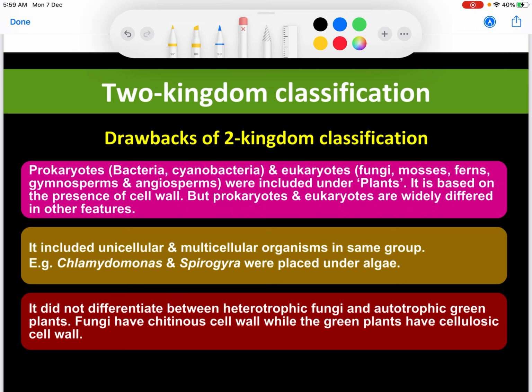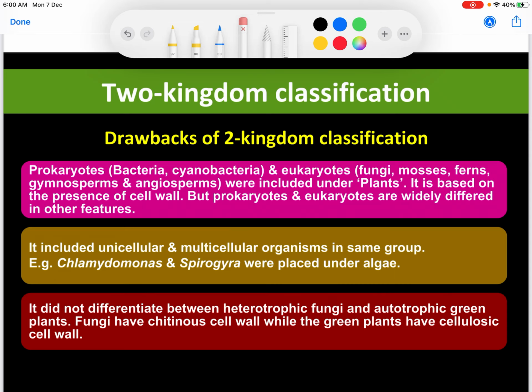And the last drawback that we can see is it did not differentiate between heterotrophic and autotrophic plants. Heterotrophic are fungi and autotrophs are green plants. Ready? For example, moss and ferns are green plants and fungi are heterotrophic. So they are also placed under the same roof. So that is also not logical.